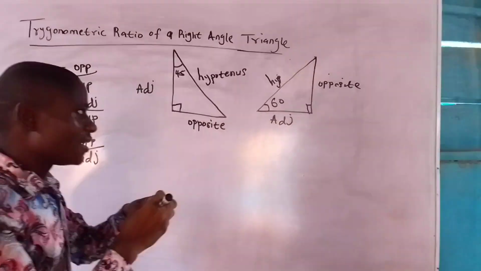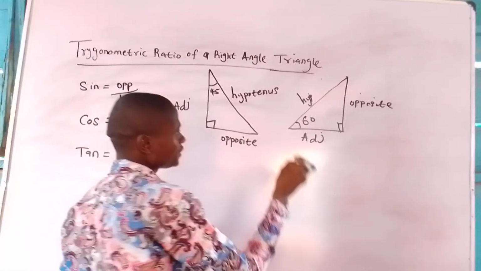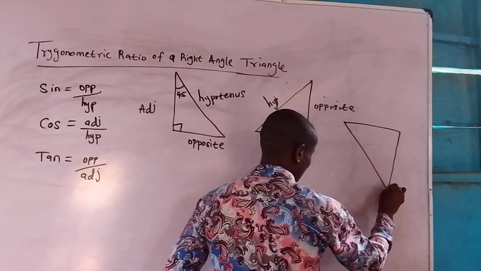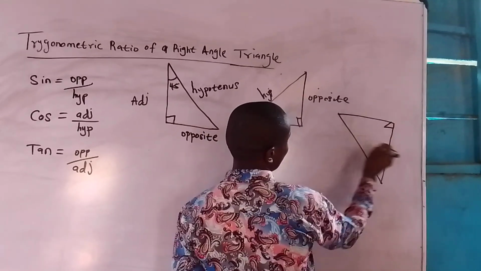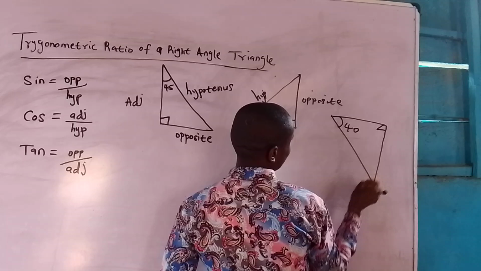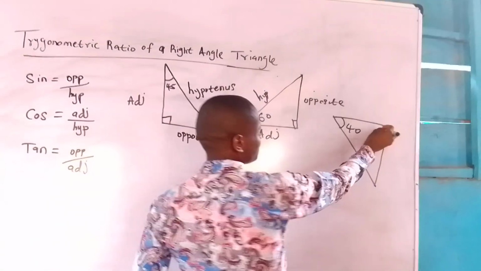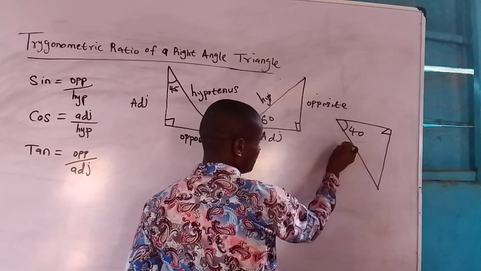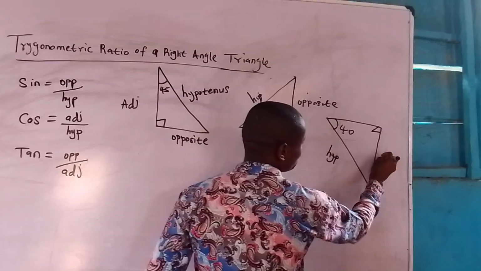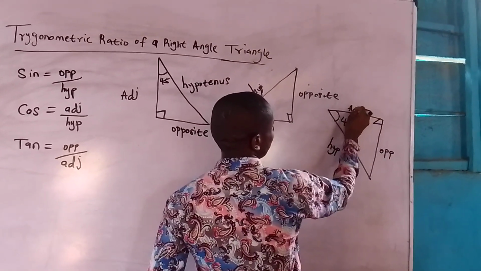Let me change the shape again to know whether you can identify it. What if it looks like this? And then we have here, let me say, 40. And they say you should identify the opposite, hypotenuse and adjacent. Here is where this thing is pointing, it will be the hypotenuse. Now this angle is pointing like this. This place should be the opposite. Then the remaining side will be the adjacent.